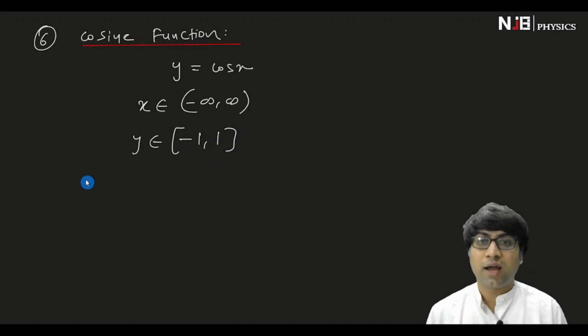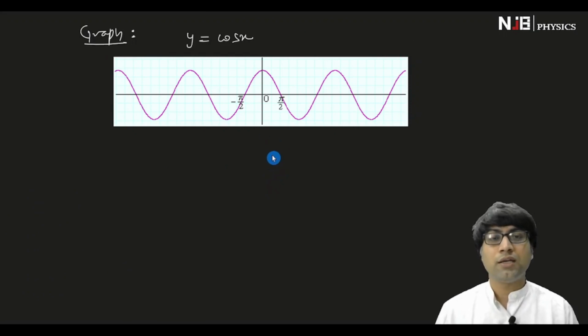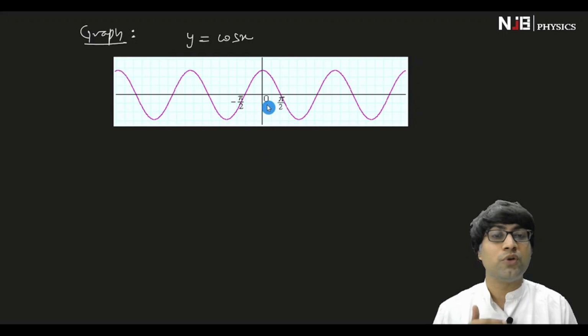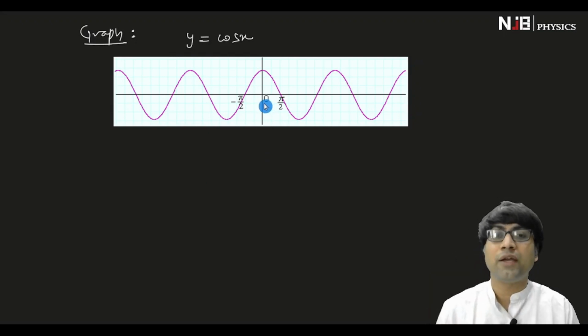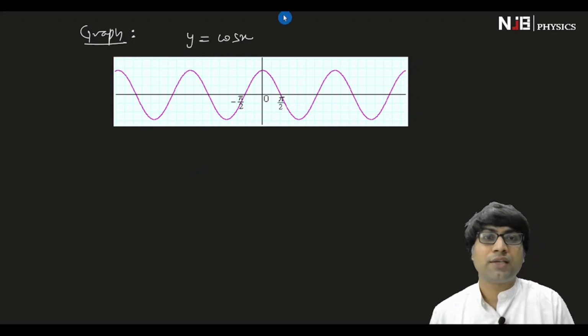Let's have a look at its graph. This is how the graph of cosine function is going to look like. Well, you can see that this graph is identical to the sine function, but with a little difference. In case of cosine function, the peak is at x equal to 0. However, in case of sine function, the peak was at x equal to pi by 2. So basically, this graph is a shifted graph by pi by 2 as compared to the sine x. Otherwise, the maximum value is going to be 1, and the minimum value is going to be minus of 1.